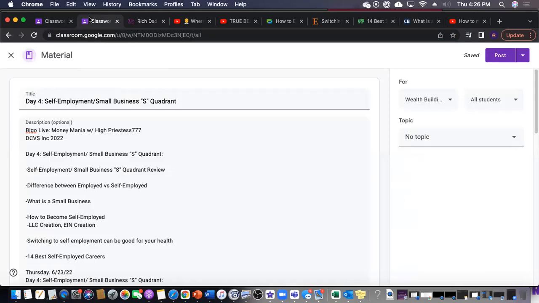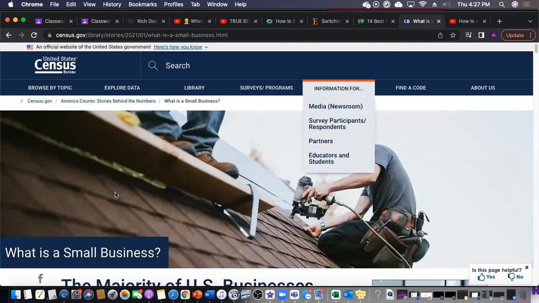All right, so we did the review for the S Quadrant. So now we know what self-employed versus employed is. So we know the difference between the two, but what is a small business? So we're going to go over that really quick here.